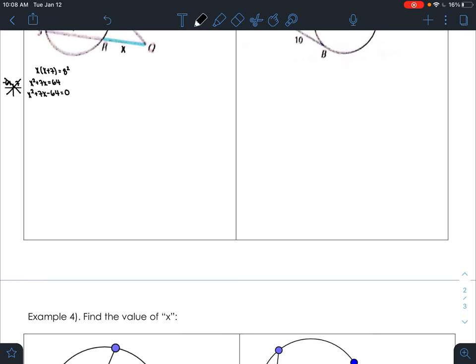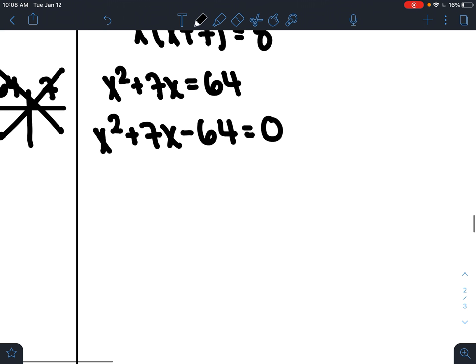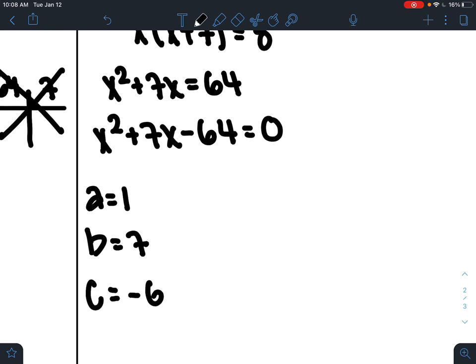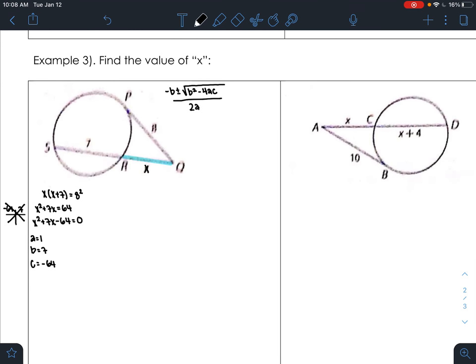And if you watched my video yesterday, where we get these a, b's, and c's is actually from this quadratic. So the a is always going to be the number in front of the x squared. So in this case, it's 1. The b is always going to be the number in front of the x. So in this case, it's 7. And c is going to be the number that's by itself. So that's going to be the negative 64. And you got to take the signs in front of it. So we're going to take this a, b, and c and plug it into that quadratic formula.